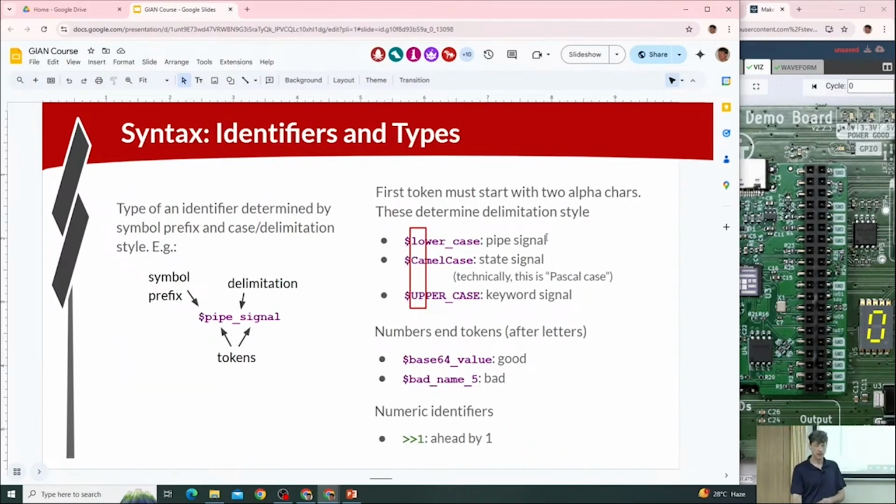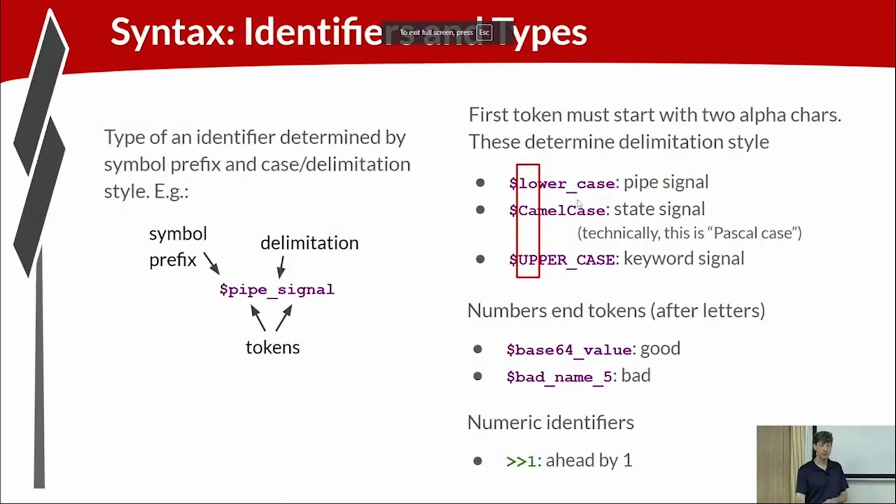Okay, so changing gears. Just stepping back, this is a note about TL Verilog syntax. TL Verilog has various types of identifiers. We're using pipe signals. Pipe signals start with a $ sign and use lowercase names with underscore delimitation. Other identifier types, and we're not really going to use them, but just so you're aware, use different case.